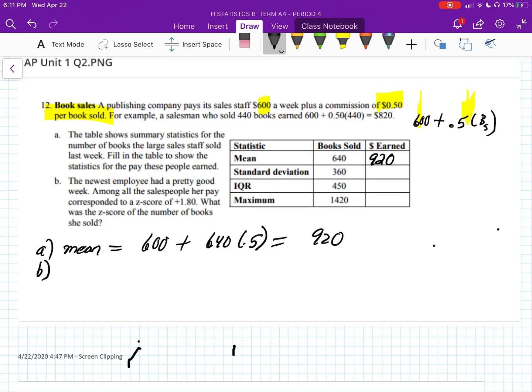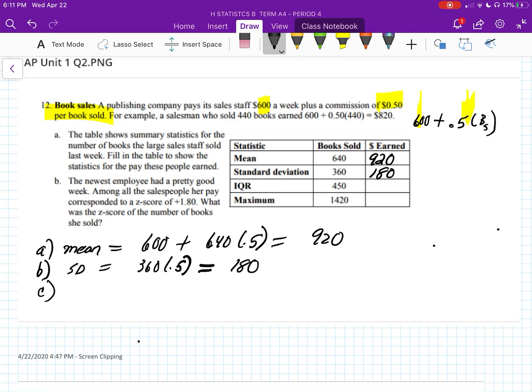If we go on to standard deviation, it is not going to be affected by that 600. It's only going to get affected by that multiplier. So when we work with standard deviation, as I said, adding value to anything does not change the distance between the data values. So our standard deviation is just going to be 360 times 0.5. And so the standard deviation is going to be 180. I mean, the standard deviation of the dollars earned will be 180.